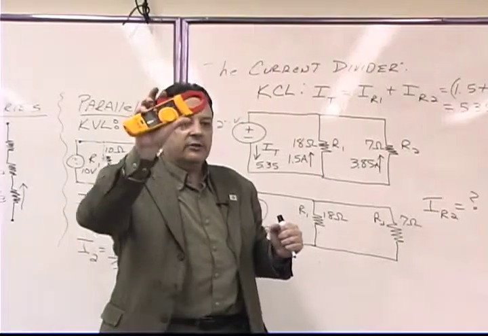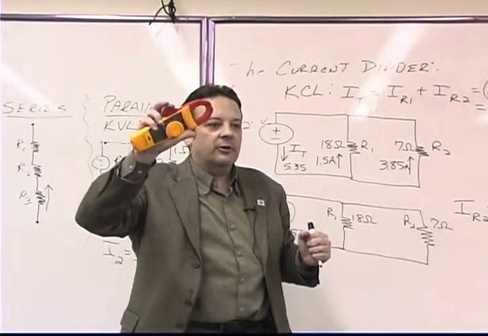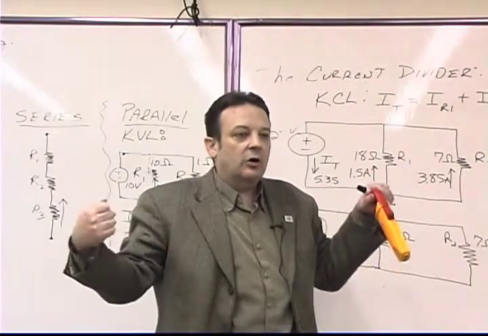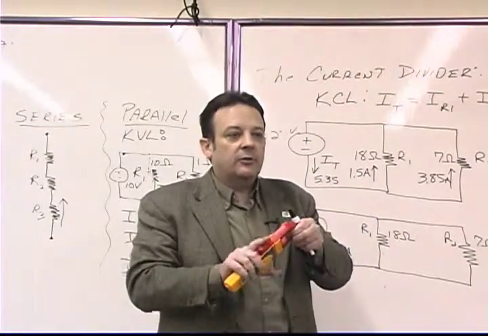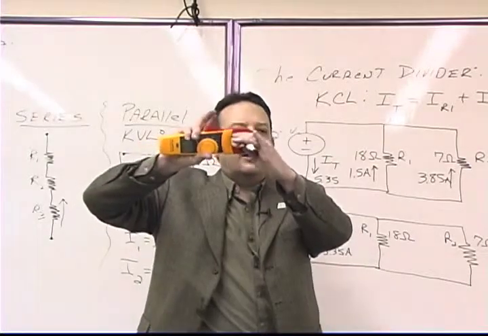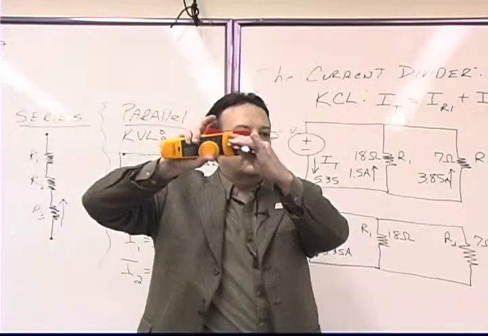So that's the thing that's so nice about these clamp-on meters: you don't have to break a connection, you don't have to hook up a meter. All you have to do is open up this clamp and clamp it around the wire, and then it tells you how much current is flowing.